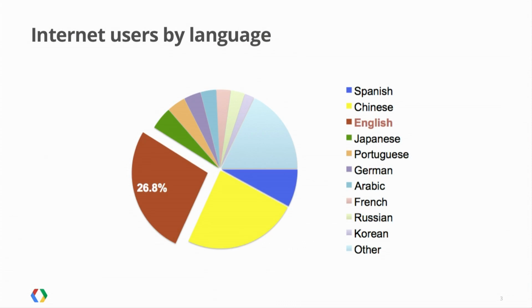Here's a pie chart of the internet users in the world, grouped by language. And as you can see here, English speakers make up approximately 1/4 of the world's internet user base. To reach the remaining 3/4 of the world's internet users, you're going to have to make your app global.